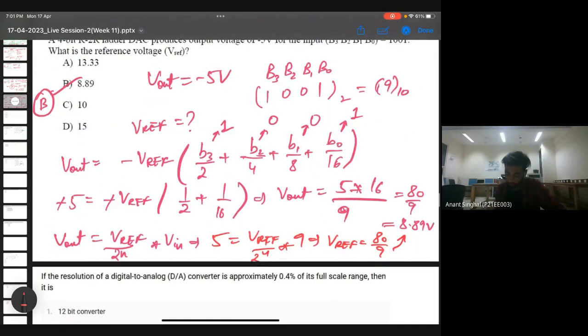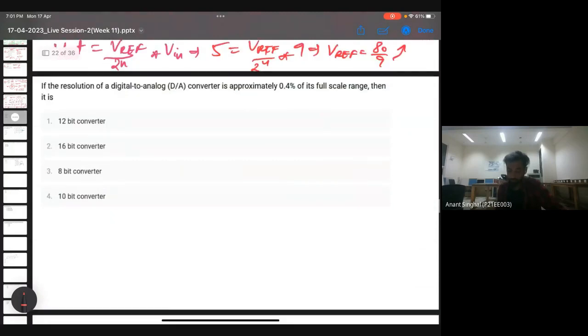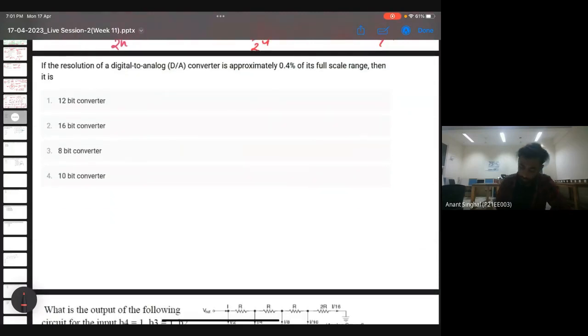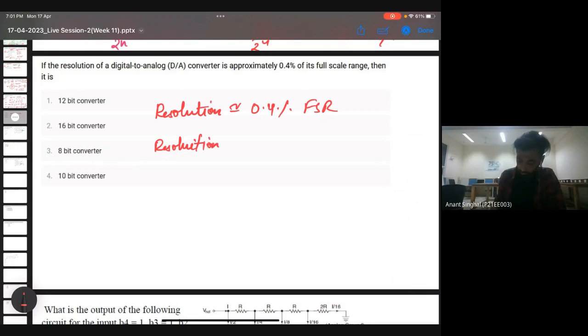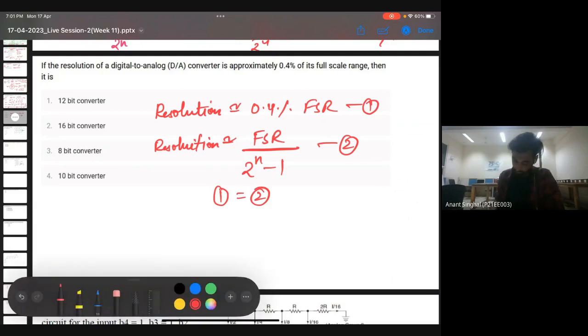Okay, so this is a good question. So we'll try to do this now. It says the resolution of any DAC is approximately 0.4% of its full scale range, and we know the resolution is nothing but full scale range upon 2 to the power n minus 1. So according to the question, these two are equal. So let's try to solve it.